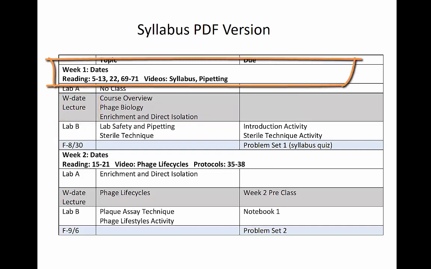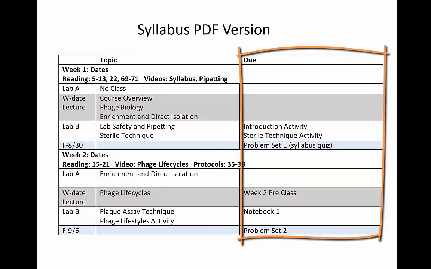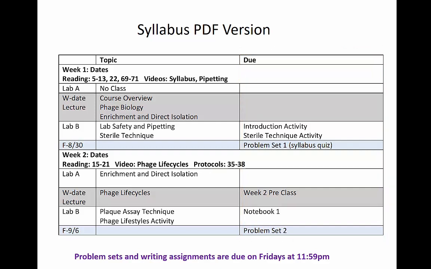The reading assignments for each week are listed in the first box of the syllabus. Links to videos and articles can be found on Canvas. The first column of the syllabus notes the lab period or date of the Wednesday lecture. The second column notes the topics covered in class, and the final column notes the assignments that are due that day. Most assignments are due at the end of your lab class on the day noted on the syllabus. Pre-class assignments are due right before lecture, 3 p.m. on Wednesdays, and writing assignments and problem sets are due on Fridays at 11:59.